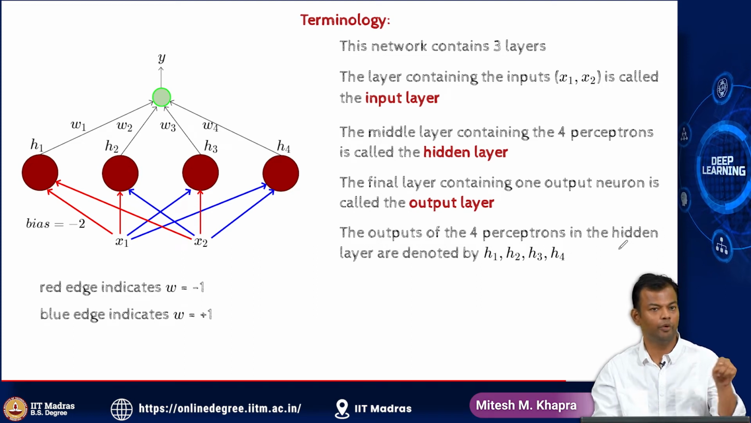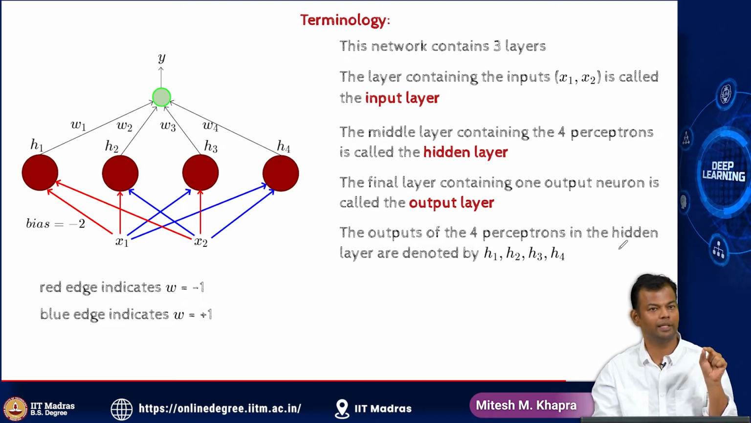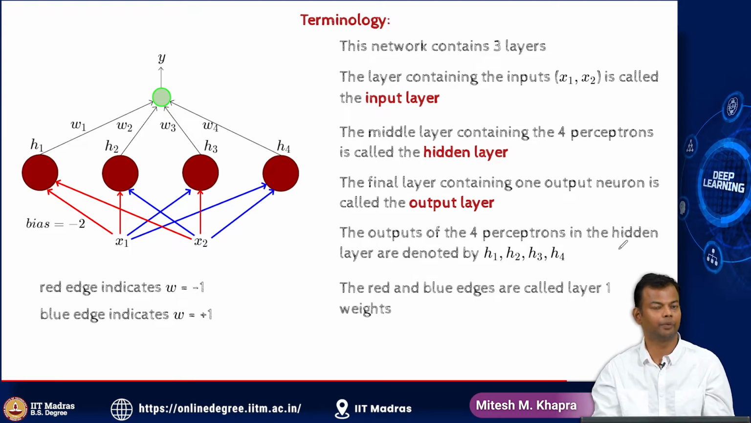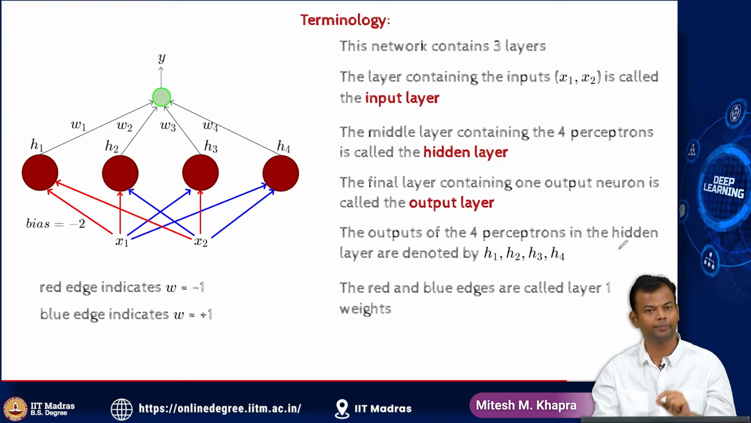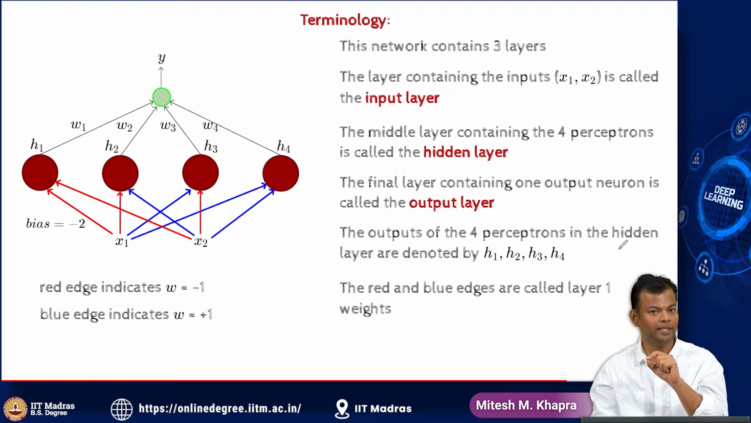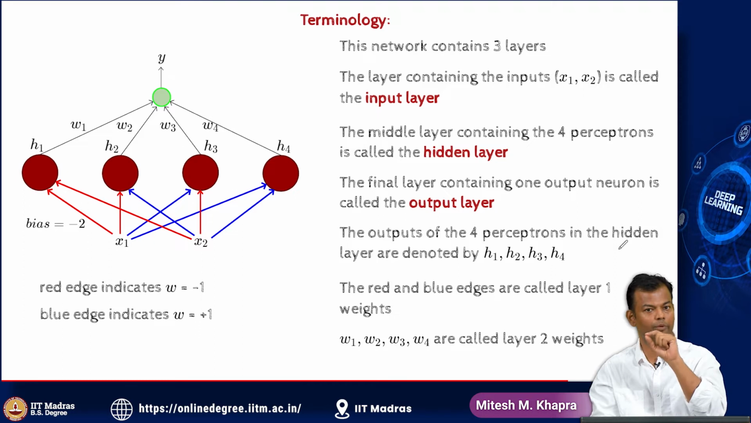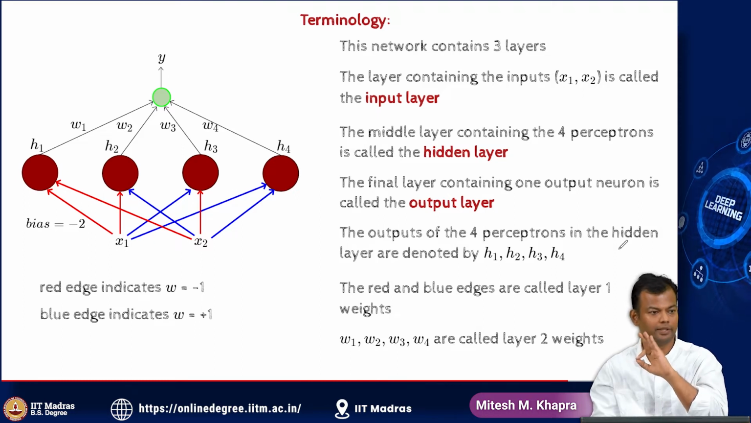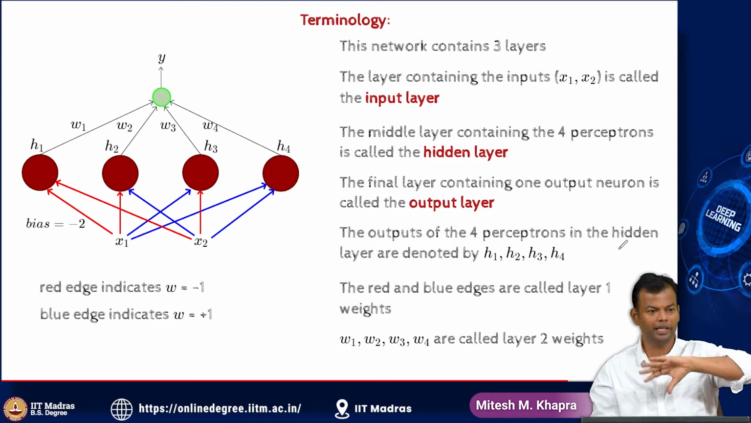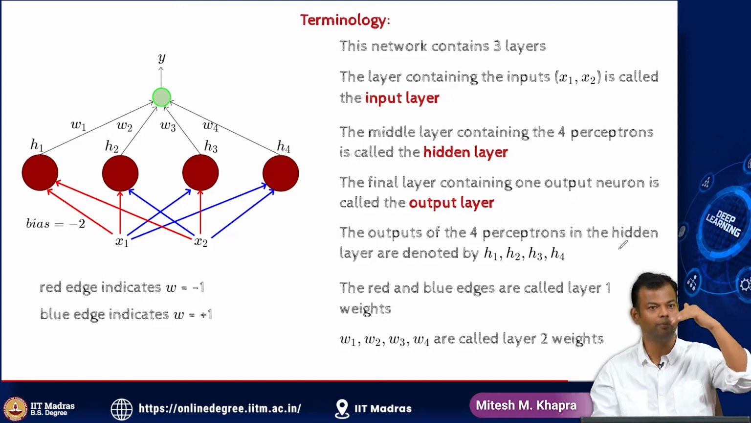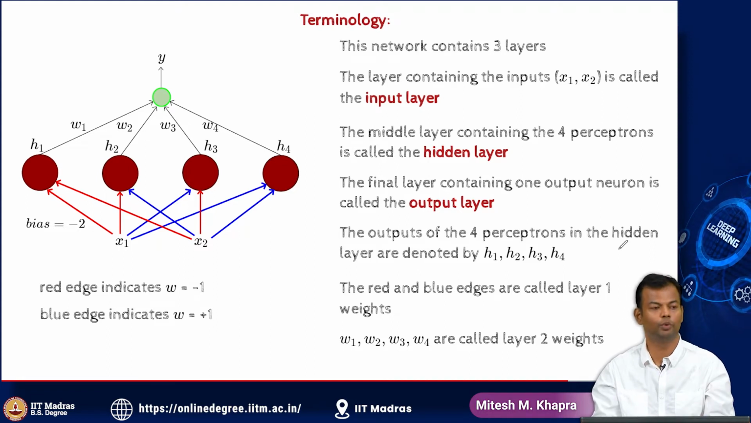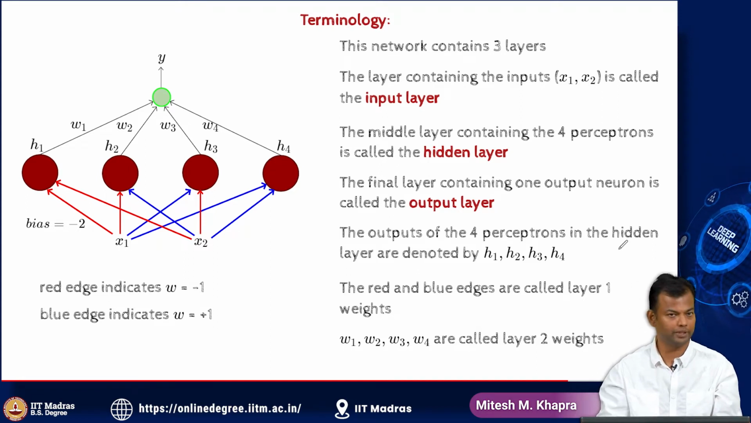And the outputs of the 4 perceptrons in the hidden layer, I am denoting them as H1, H2, H3, H4. The output of the final layer, I am denoting it as Y, and the red and blue edges are called the layer 1 weights, and W1, W2, W3, W4 are called layer 2 weights, okay. So there are 2 layers, one hidden layer, one output layer, and I am not counting the input layer because it is there, right. So the red and blue edges are the layer 1 weights, and W1, W2, W3, W4 are the layer 2 weights, okay.